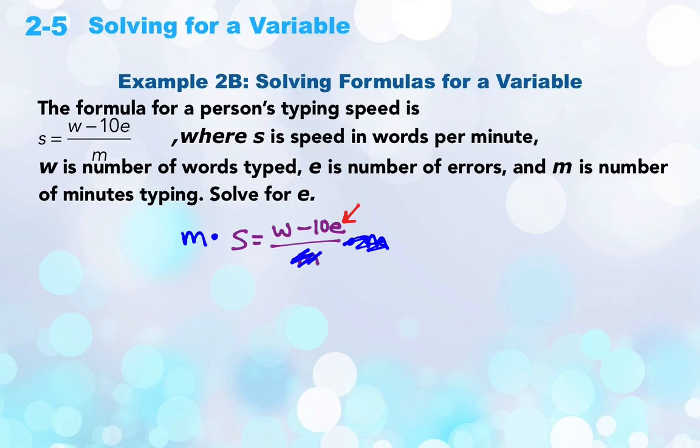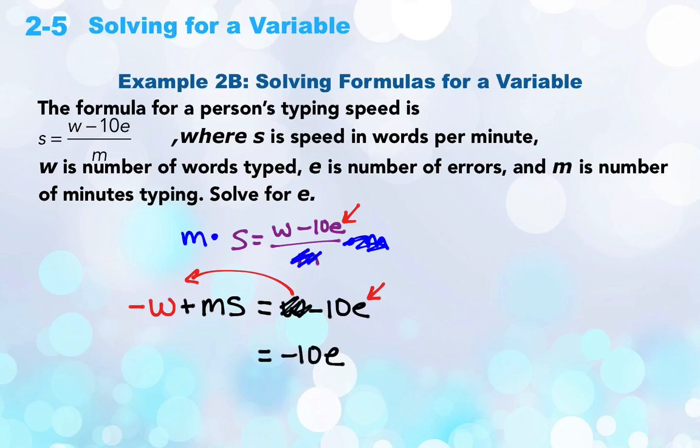So on my left side here, I'm going to have M times S equals W minus 10E. Okay, so I'm still looking for this E here. So I'm going to get rid of the W. I'm going to bring this over. Once I move this over, it's a positive W. On the left, it's going to be a negative W, and that's going to be a plus MS, since there's no sign, they're positive. So now once I do that, that's gone.